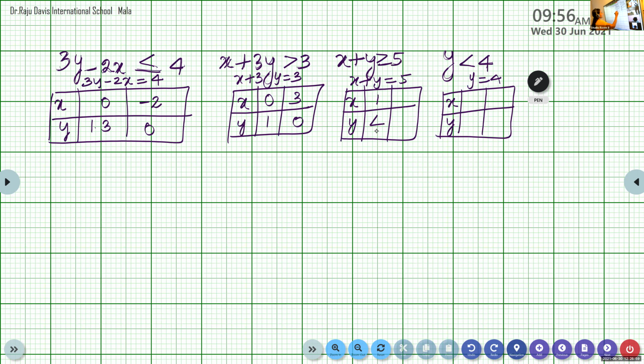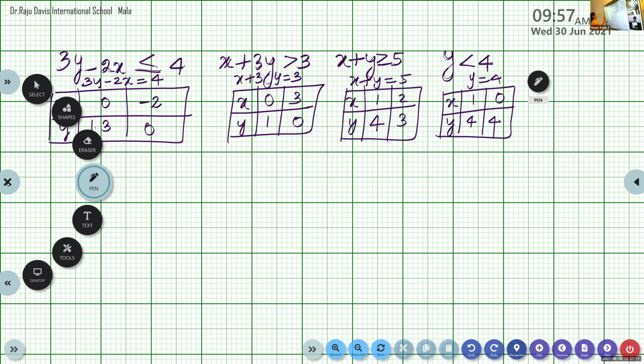Ma'am, if x is equal to 1, y will be 4. And if x is 2, then y is 3. Okay. The next one, y value is always 4, isn't it? Whatever may be the value of x, y value is 4. So once we draw this one, we can draw the graph. Okay, we can start drawing the graph. Okay, I mark the axis.